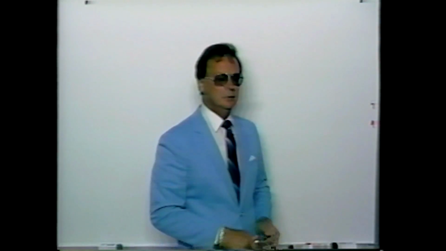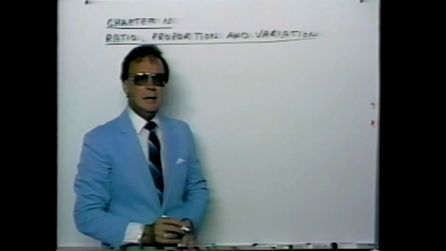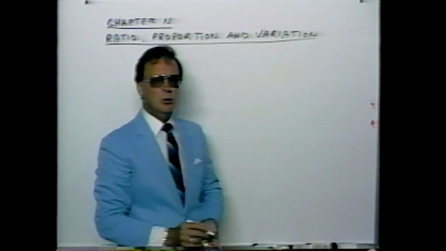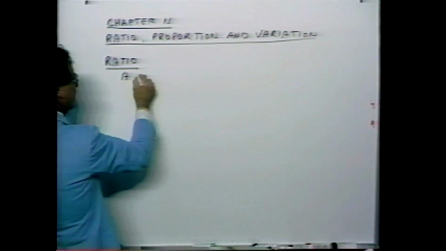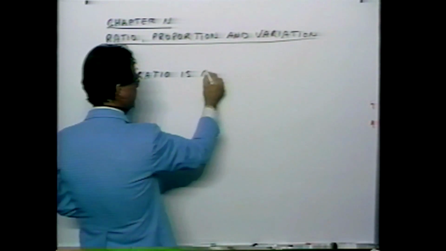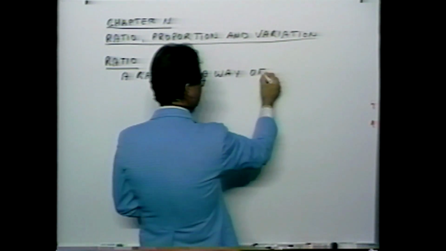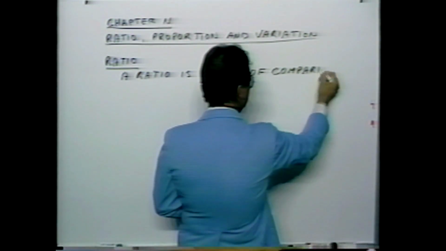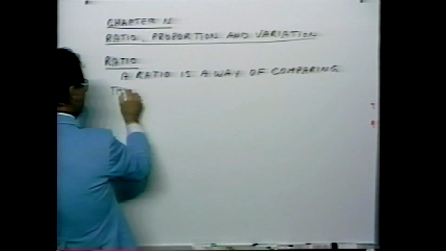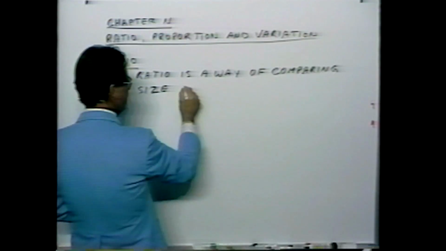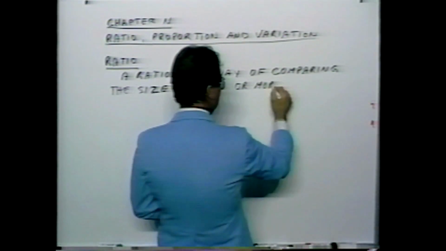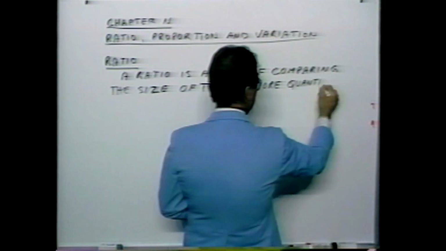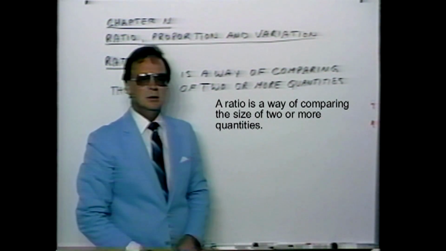This tape is on ratio, proportion, and variation, Chapter N. A ratio is a way of comparing the relative size of two or more quantities. These may be measurements or simply numbers.